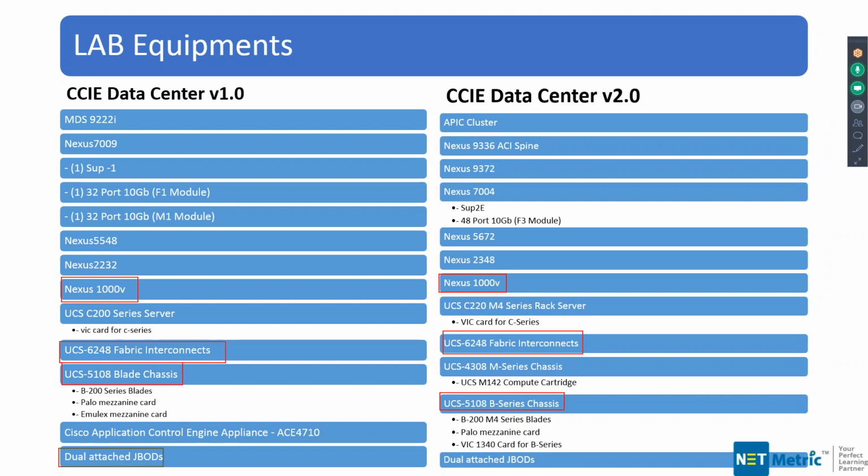And last is dual attach JBoards. Here also in version 2, dual attach JBoards are present. You can see here. So if we look further ahead, what is new updated with respect to the lab?